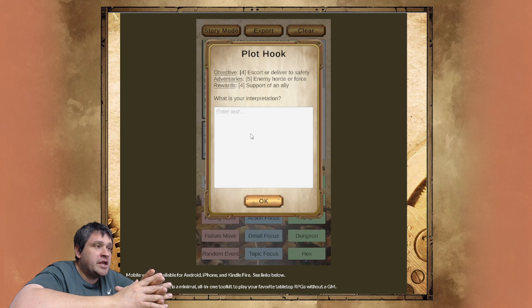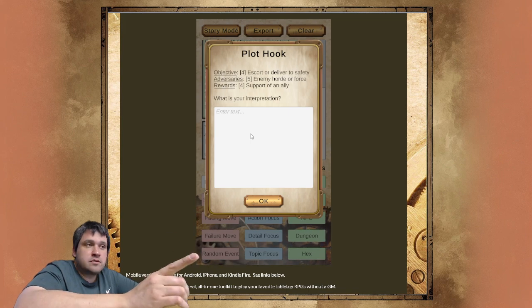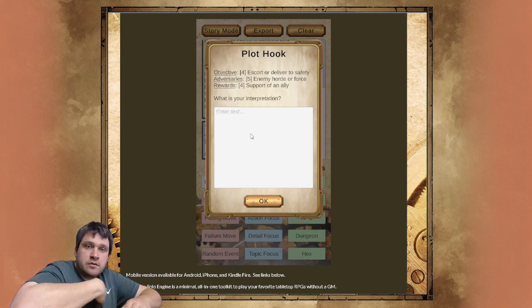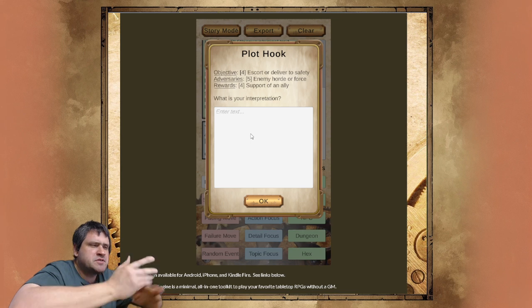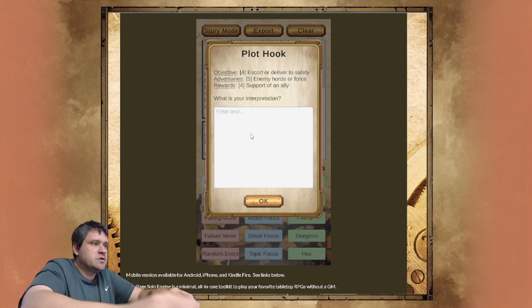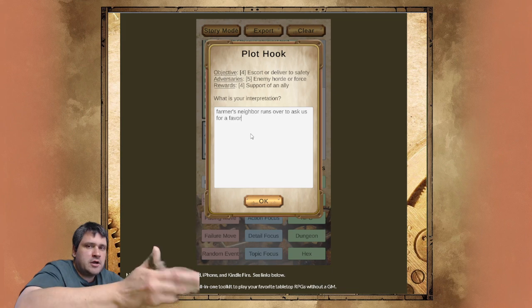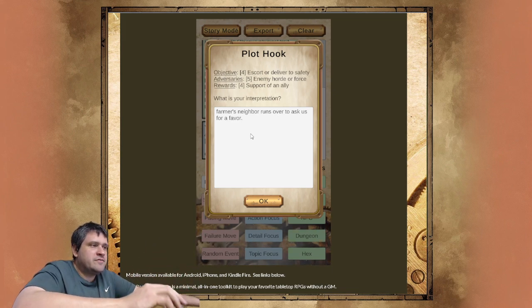So maybe a neighbor of the farmer runs over and sees that we're helping, perhaps asking us for a favor or to assist with some kind of really urgent matter. So a farmer's neighbor runs over to ask us for a favor while we're helping the current farmer. And the favor is to, so the adversary is an enemy horde or force.